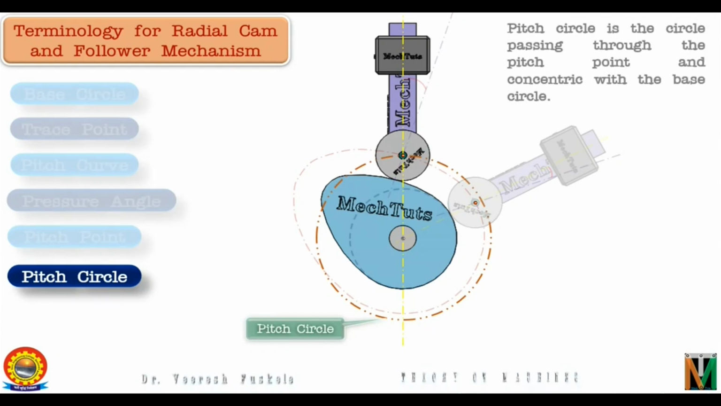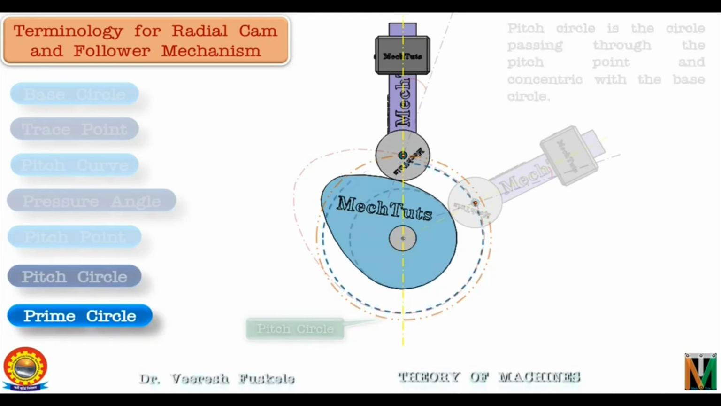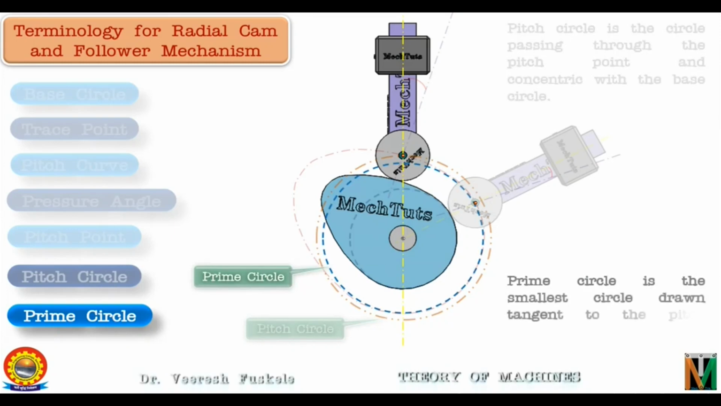The next term which we shall discuss is the prime circle. As the base circle is to the cam profile, similarly the smallest circle that can be drawn with the cam center as its center and tangential to the pitch curve is known as the prime circle, as shown here. This blue dotted circle is tangent to the pitch curve and the center of this circle is the cam center. So we see that the prime circle to the pitch curve is the same as the base circle to the cam profile. Also, here we see that the radius of the prime circle is equal to the sum of the radius of the base circle and the radius of the roller.